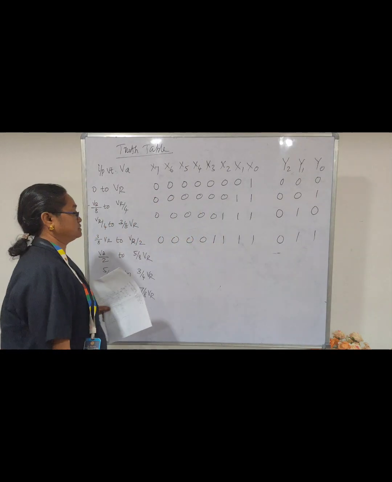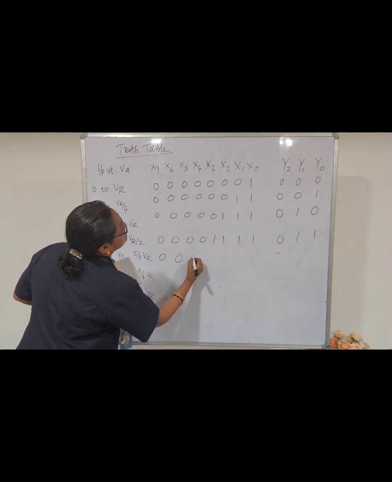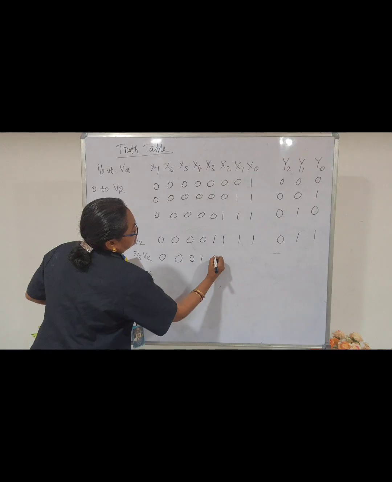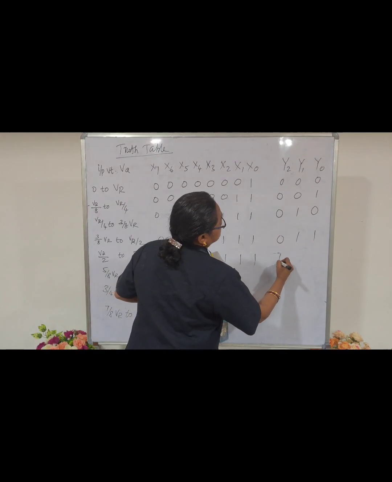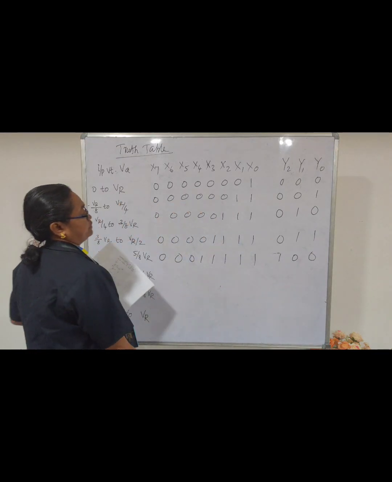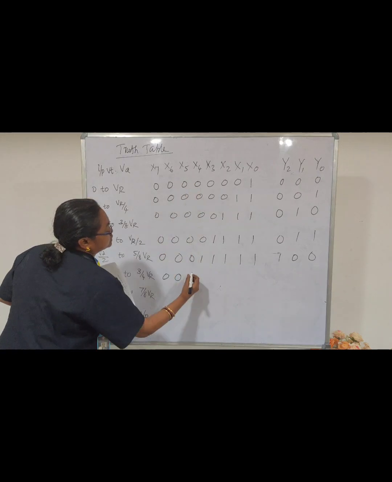The output is 3. Next your bit X4 is 1. So your output is... priority bit is 0 0. Now your input is 1 here.